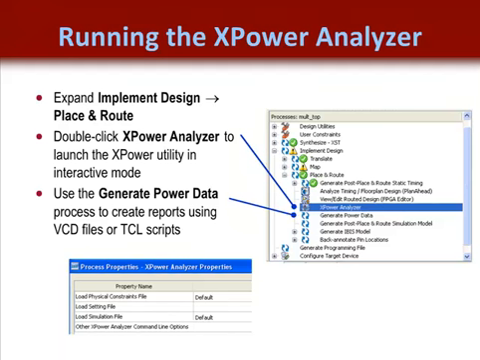The XPower Analyzer is located in the ISE tools beneath the place and route. From here, you can start the utility or load the VCD files or run the XPower Analyzer from the command line. To load a VCD file, you right-click on the XPower Analyzer to open the process properties and browse to the simulation output file location.